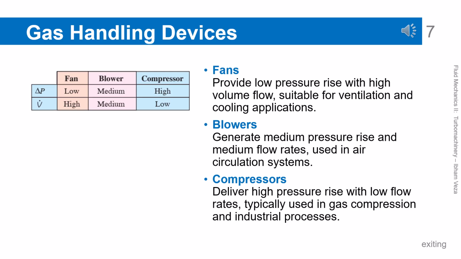Gas handling devices. This slide classifies gas handling devices into fans, blowers, and compressors based on pressure rise and flow rate. Fans produce a small pressure rise but a large flow rate and are commonly used for ventilation. Blowers operate in the middle range with moderate pressure and flow rate. Compressors produce a large pressure rise but with a relatively smaller flow rate. This classification is important for selecting the right device for a given system.